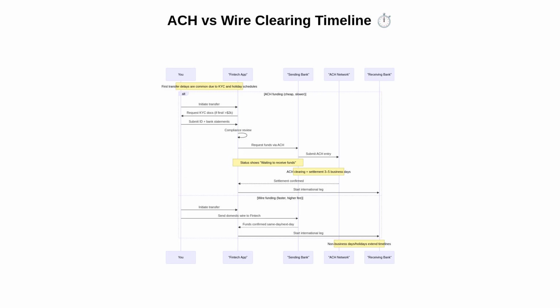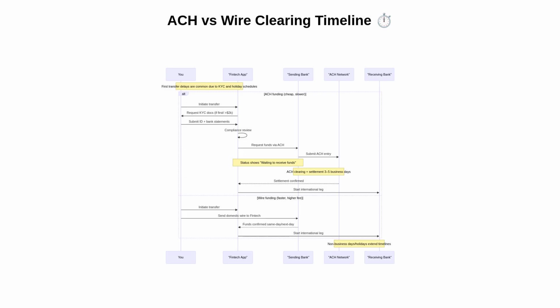On the ACH path, you initiate funding through the app. The app requests a debit from your sending bank. The bank processes in batches through the ACH network, which takes 3 to 5 business days. During this window, the app often displays a status such as waiting to receive funds because settlement has not occurred. Only after settlement can the app initiate the international leg to the receiving bank.